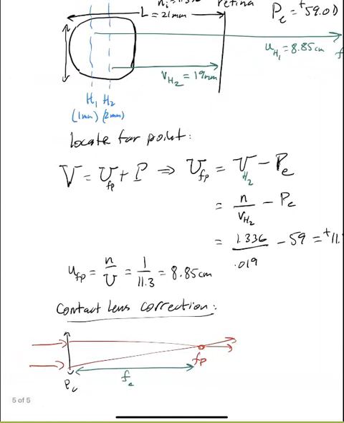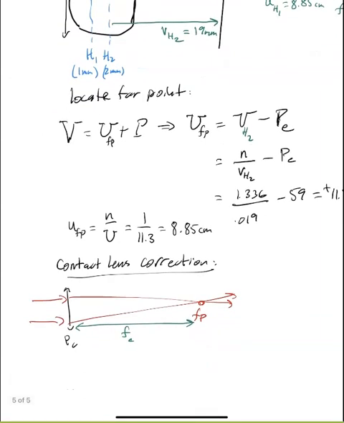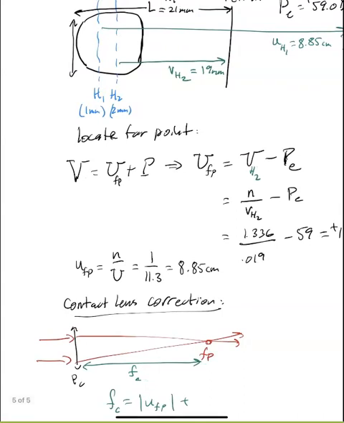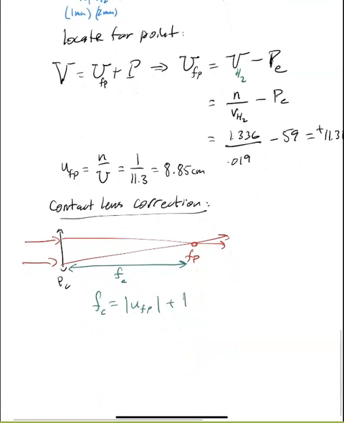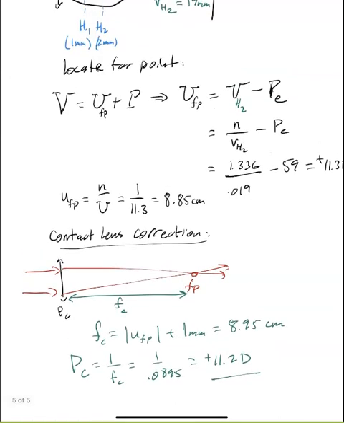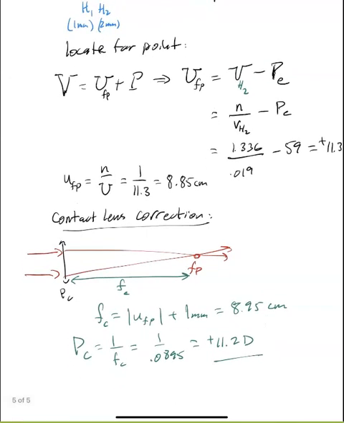So the required correction focal length would be the far point distance plus our H1 here is 1 millimeter away from the front of the lens, so plus 1 millimeter. So that would be 8.95 centimeters. And so that would correspond to a power. Okay, so that would be the contact lens correction.